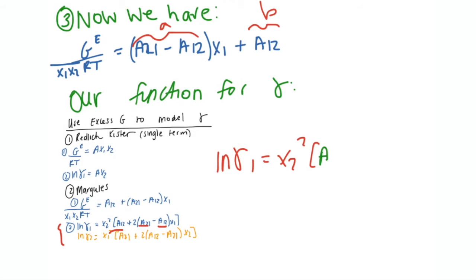So this is going to be some constant, A12, plus 2, A21, minus A12, and then times x1. Sorry, I ran out of room there. Okay, so pretty straightforward. And you're going to see when I do the next one for Van Laar and for Redlich, it's going to be almost the same procedure.